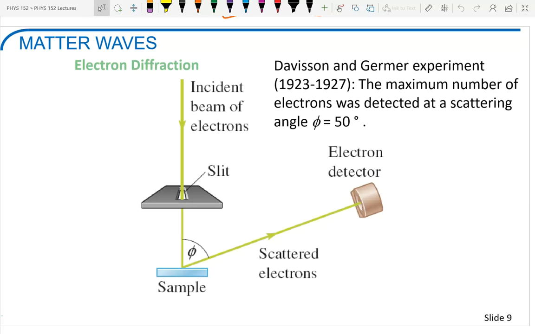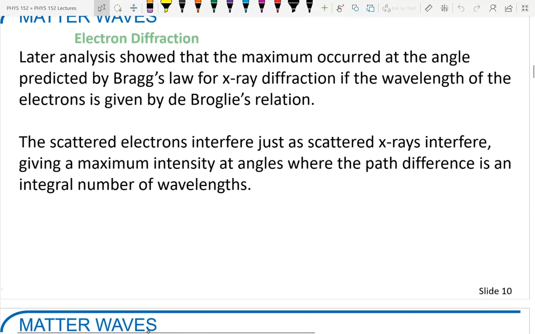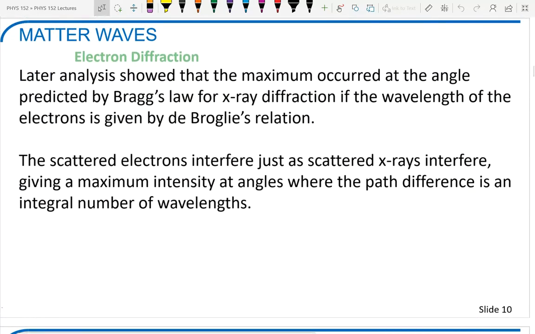And what they found was, sure enough, at an angle of 50 degrees of backscatter, they had the maximum amount of electrons scattering back, which agrees with Bragg's law, which was actually not yet developed at that time, for diffraction that you should have from a crystal, if you have the same wavelength that de Broglie predicted. So their experiment confirmed de Broglie.